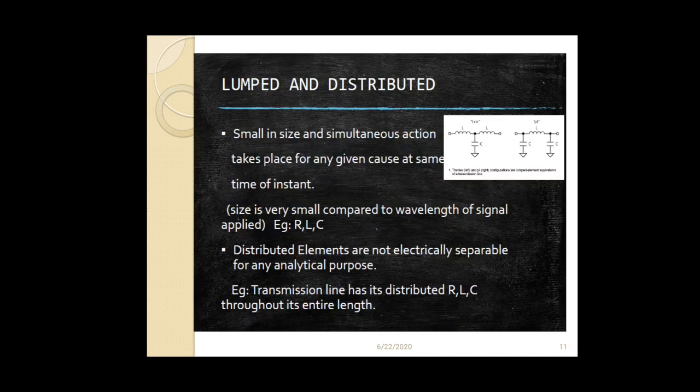The next one is distributed elements. The distributed elements are not electrically separable for any analytical purpose. The best example is a transmission line, where resistance, capacitance and inductance of the transmission line are distributed along its length and they cannot be shown as separate elements. So these are the distributed elements.